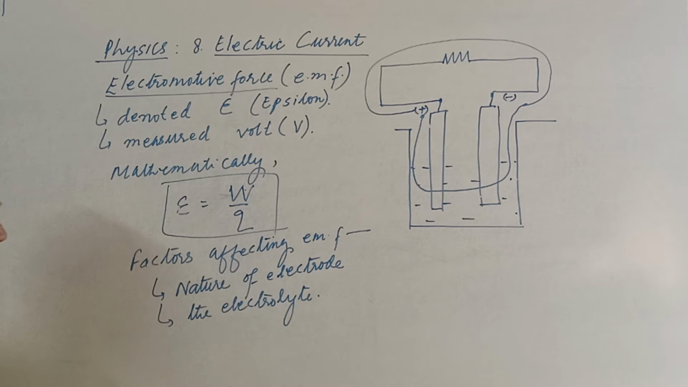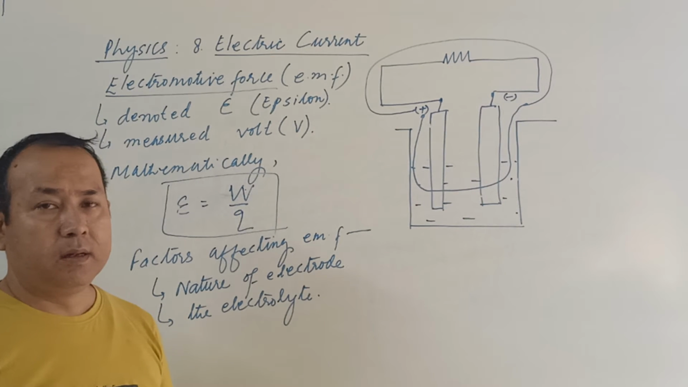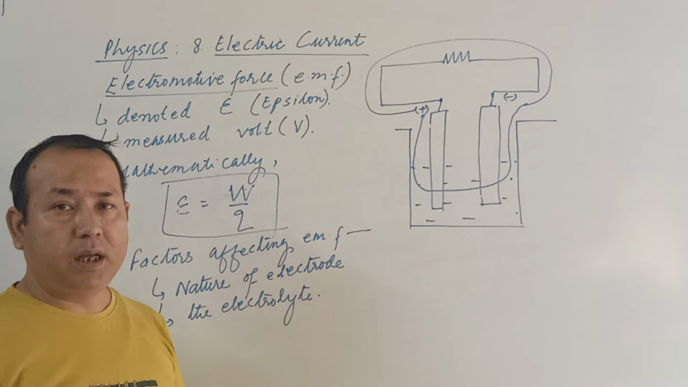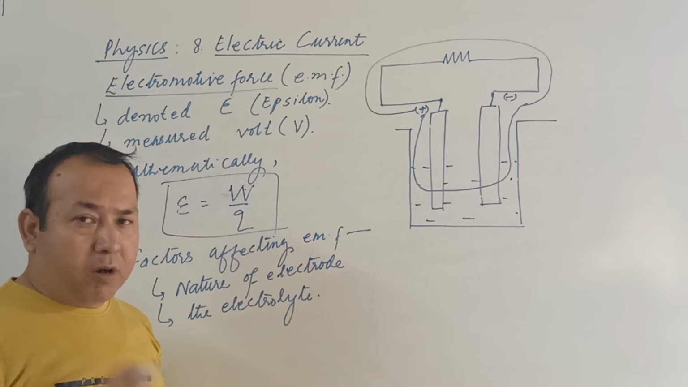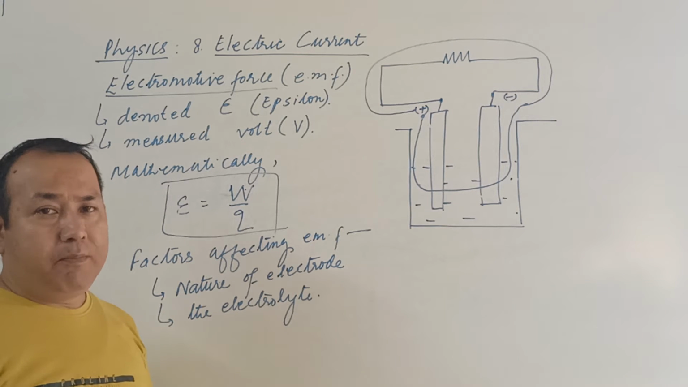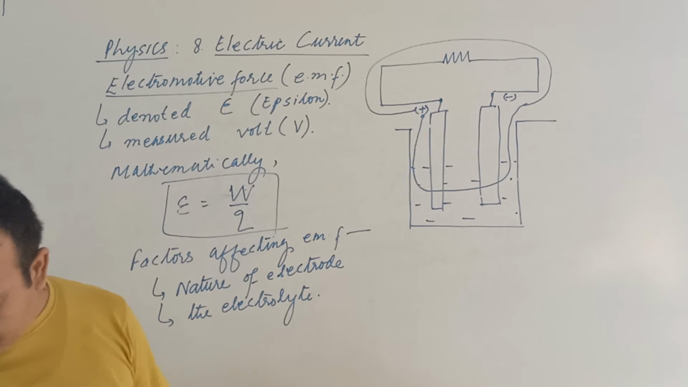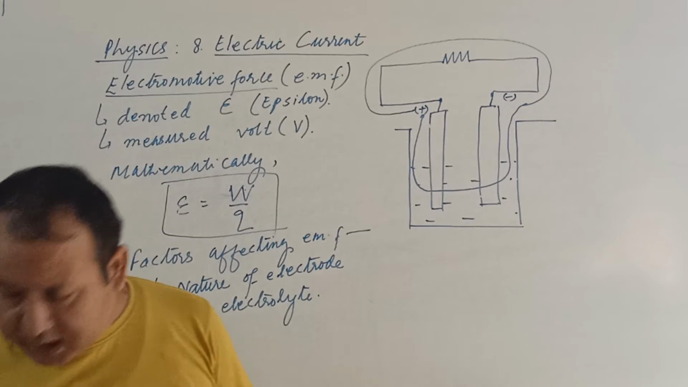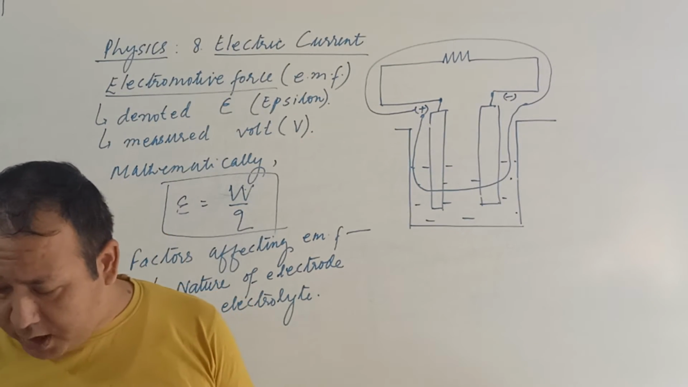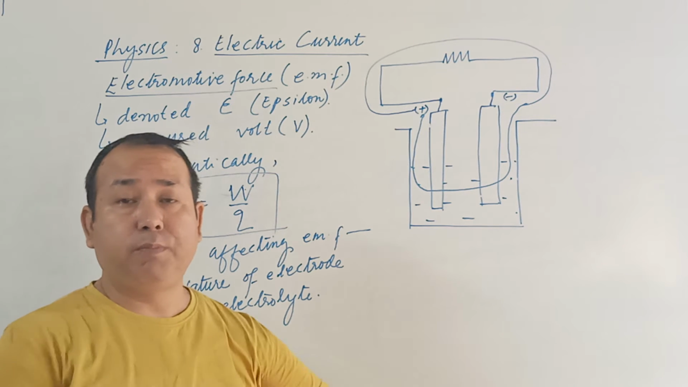The electrolyte which is being used in the cell. Two factors are there which affect the EMF. Then the next important point to be noted down is that EMF does not depend upon the shape of the electrode. It does not depend upon the distance between the electrodes, and the third point is that it does not depend upon the amount of electrolyte which is present in the cell.